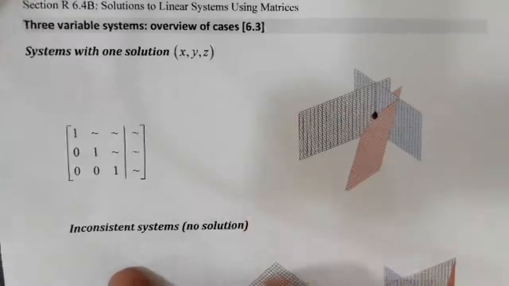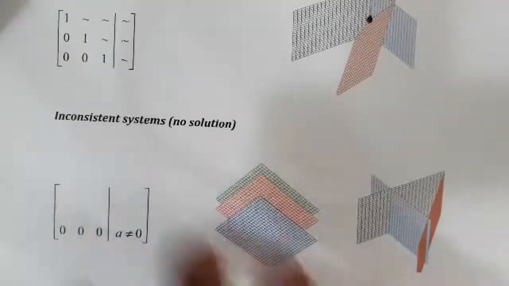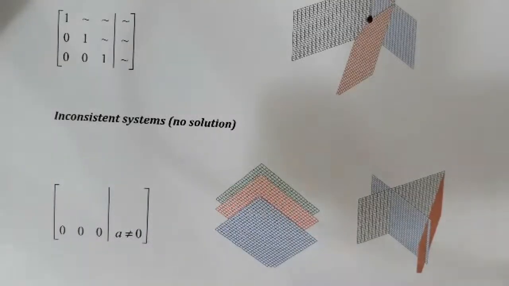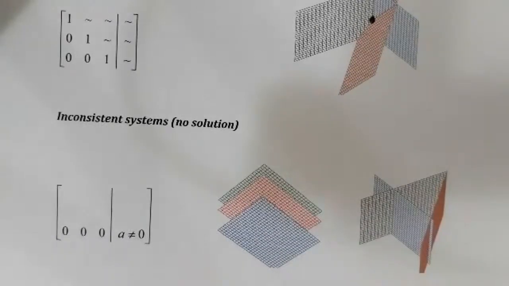There's this other thing where maybe they don't meet, right? And so there are these parallel planes. They're planes on top of each other. And so these things are never going to meet. So they could be parallel.